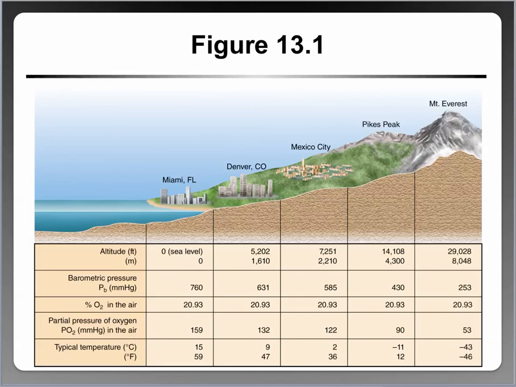In this case, rather than a 24-mile column of air, it's reduced to a 20-mile column of air. So you still have the same percentages. Oxygen is still 20.93. You just have 4 less miles of molecules that are pressing down. And because of that, the partial pressure of oxygen in the air at Denver is 132 millimeters of mercury.